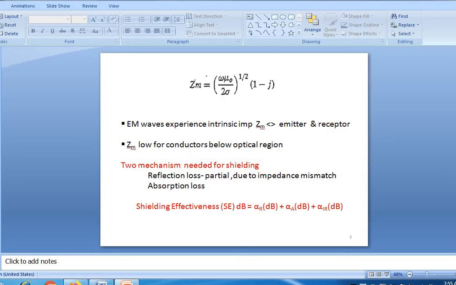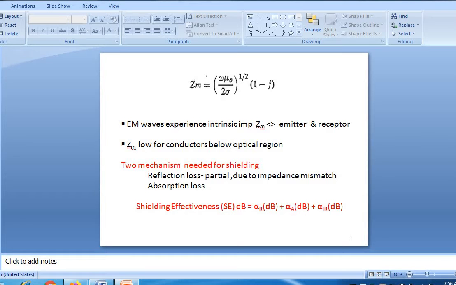So what is the impedance experienced by this wave? It is equal to root of omega mu naught by 2 sigma into (1 minus j). Whether this intrinsic impedance value is the same for all materials and in all regions: it is different depending upon the materials, as well as depending upon the spectrum it varies. Here we have considered the conductors. The intrinsic impedance value is low for conductors, that too in the optical region.